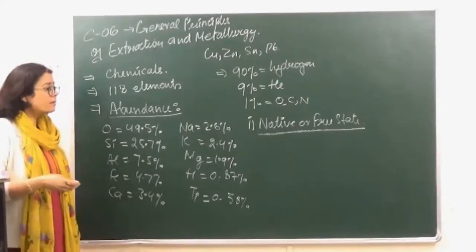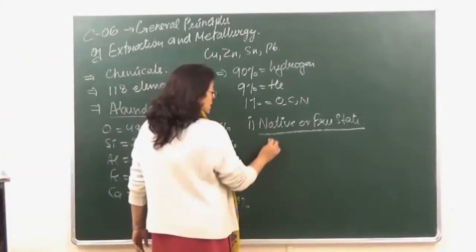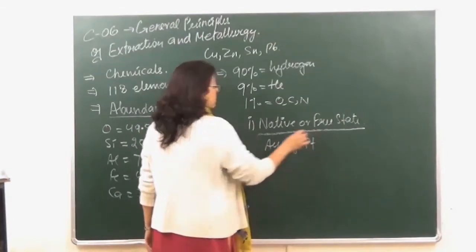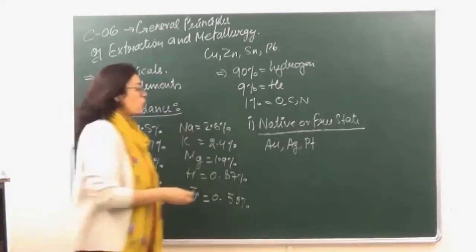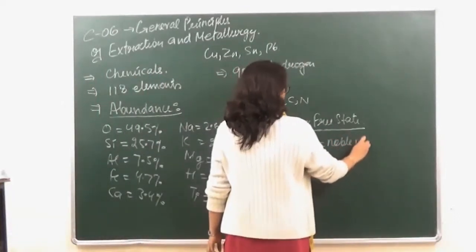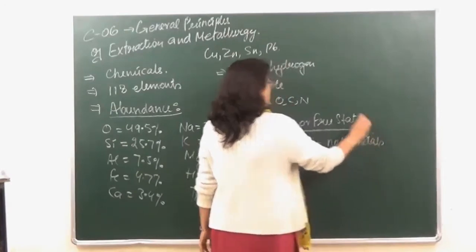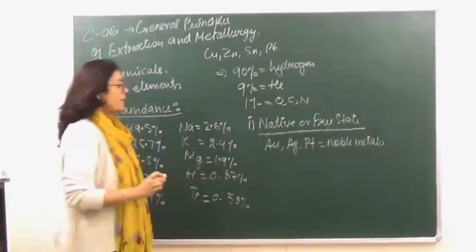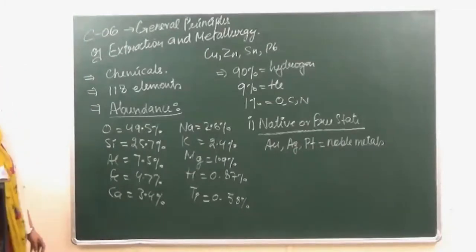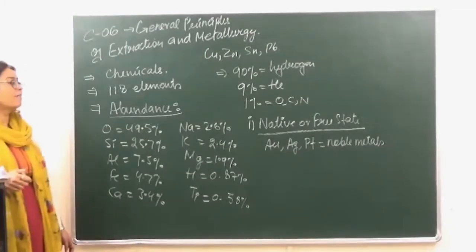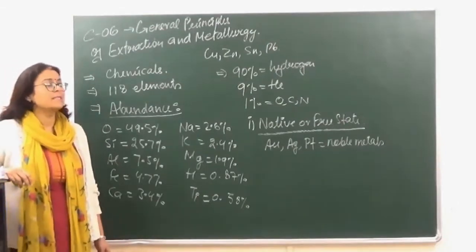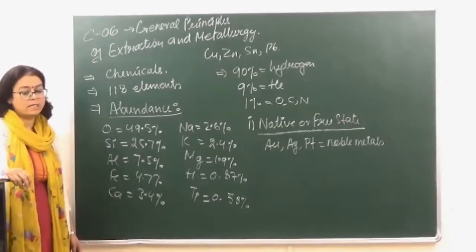Okay, so those elements are which ones? Gold, silver and platinum, right? Which are also known as noble metals, right? So we are saying that these elements which do not have any reactivity and have no affinity for oxygen and water, they exist as free or native in state.